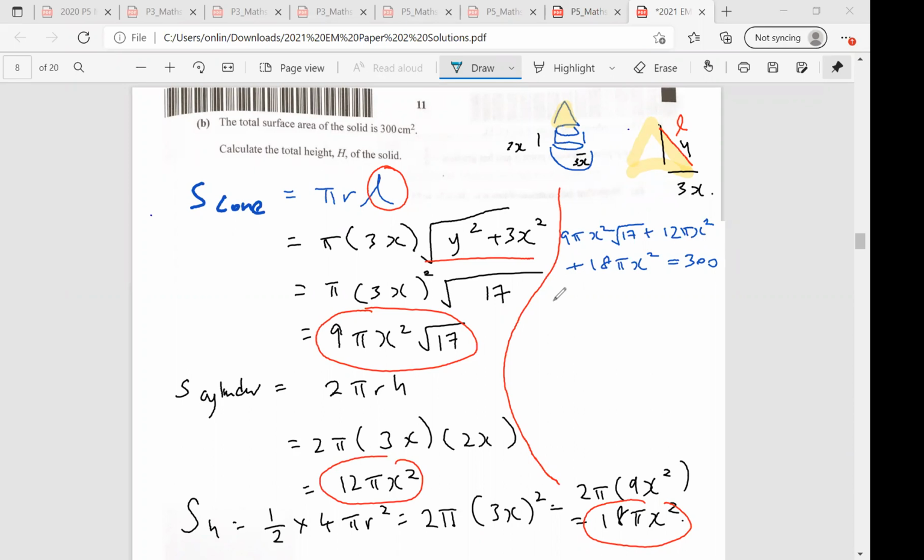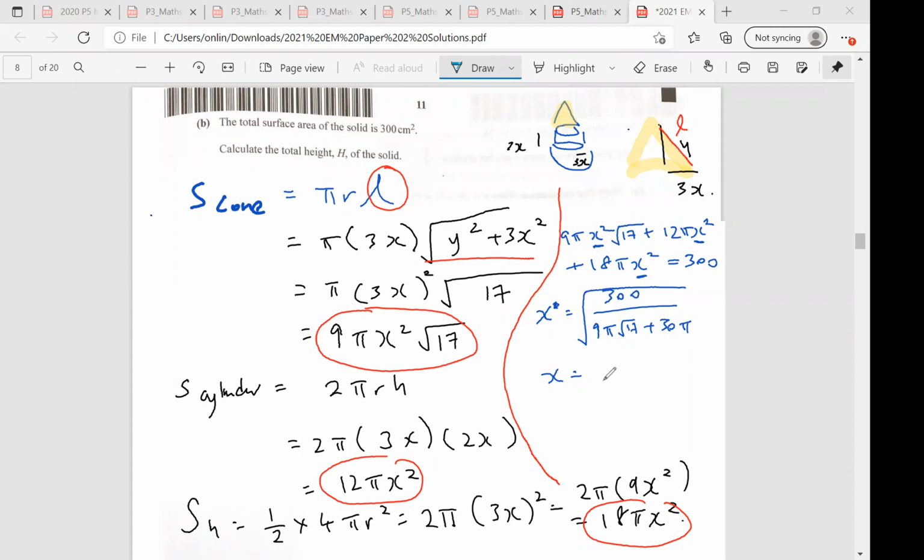So if we press calculator for this one, I should have x squared equals 300 and then divide by the rest, because all of them have an x squared, if you realize here. So it should be divided by 9 pi square root 17, and then pi. Then my x is equal to the whole thing square root. So I'm going to just square root this whole thing, find x.